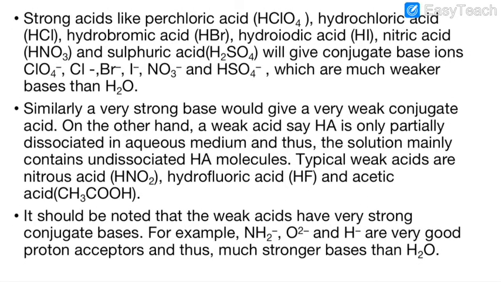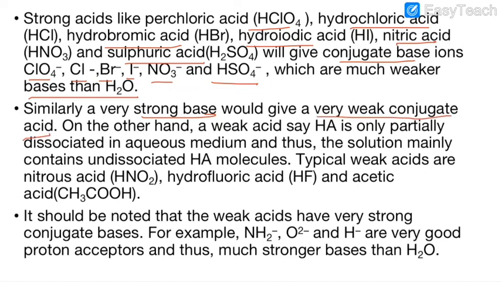Strong acids like perchloric acid, hydrochloric acid, hydrobromic acid, hydroiodic acid, nitric acid, and sulfuric acid will give conjugate base ions like ClO4 minus, Cl minus, Br minus, I minus, NO3 minus, HSO4 minus, which are much weaker bases than H2O. Similarly, a very strong base would give a very weak conjugate acid.